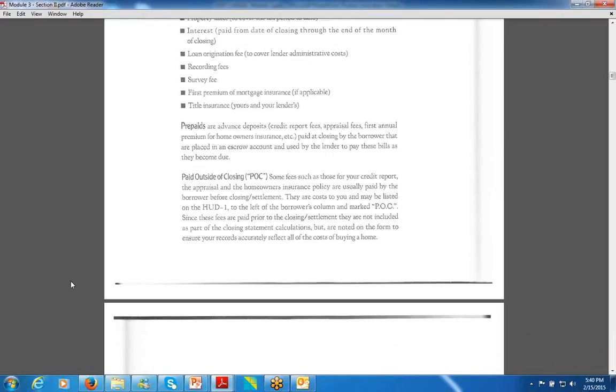Prepaids, we talked about those, things that you pay in advance. You may pay in cash for the credit report fee. You may probably have to write a check to the appraiser when he shows up to look at the property. Those things have been already paid outside of closing. Prepaids are things that they bill you to at closing that you haven't written a check for. Paid outside of closing means you already paid for it, so that's credited and you're not being charged for it at closing.